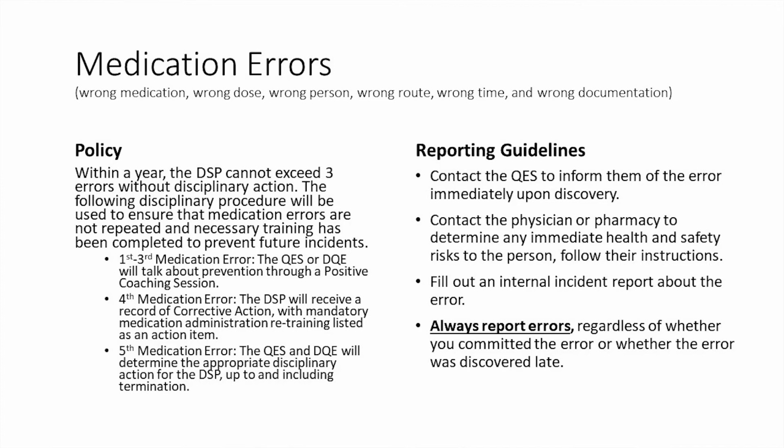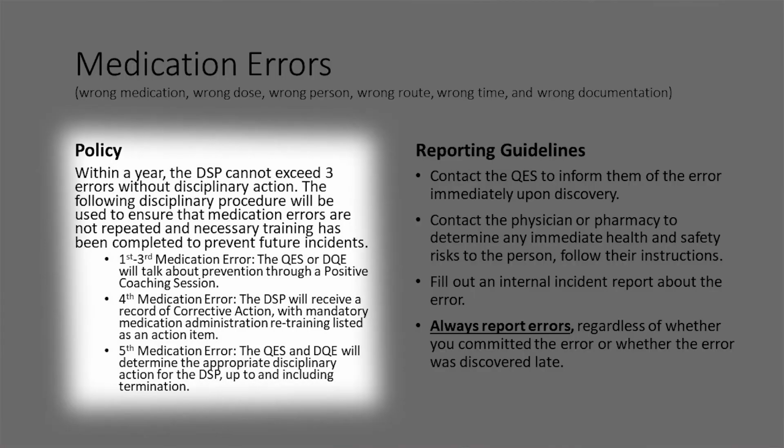Medication errors. Wrong medication, wrong dose, wrong person, wrong route, wrong time, and wrong documentation. The policy includes within a year the DSP cannot exceed 3 errors without disciplinary action. The following disciplinary procedure will be used to ensure that medication errors are not repeated and necessary training has been completed to prevent future incidents.